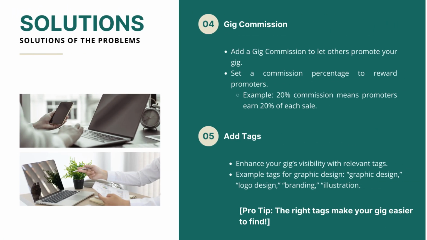Gig commission. Add a gig commission to let others promote your gig. Set a commission percentage to reward promoters. Example: 20% commission means promoters earn 20% of each sale.